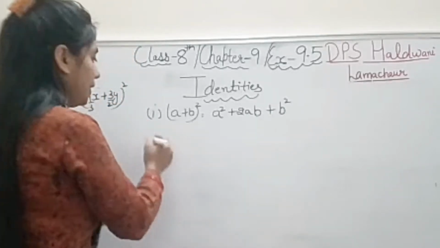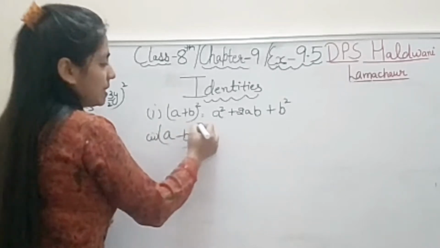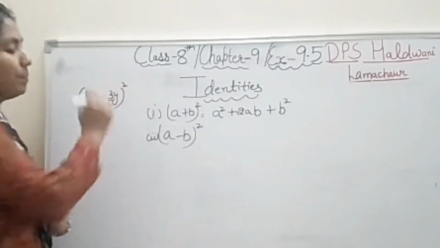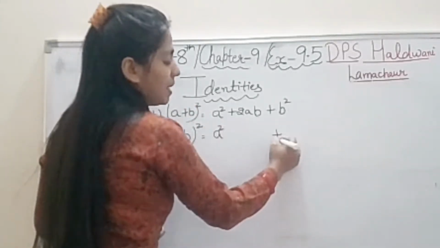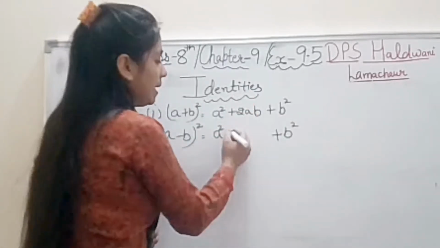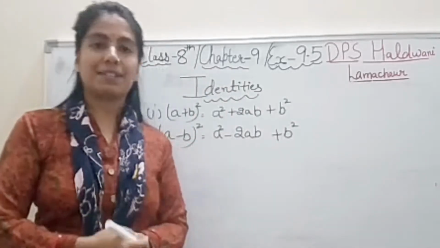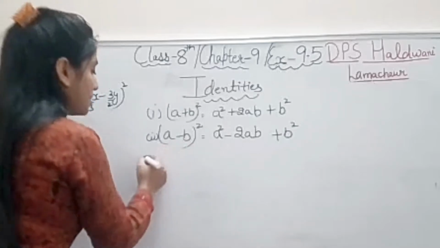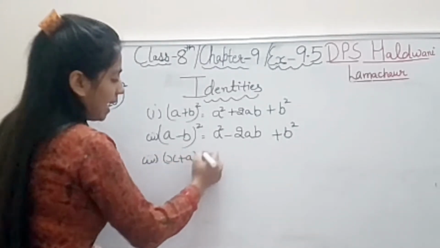The second identity: if in the place of plus there is minus, that is (a minus b) whole square, then what will be the formula? a square plus b square will remain as it is, and plus 2ab will convert into minus 2ab. That's it. Right students?